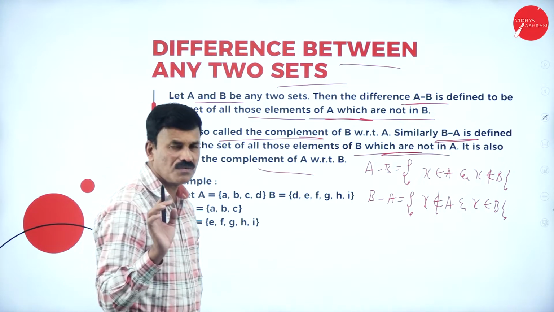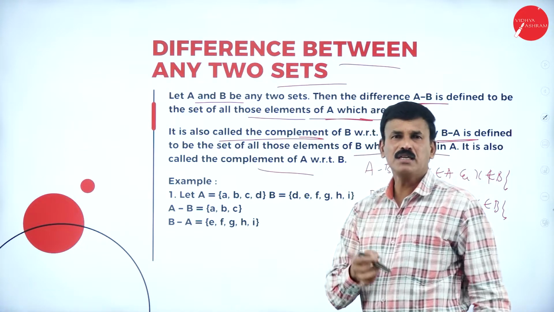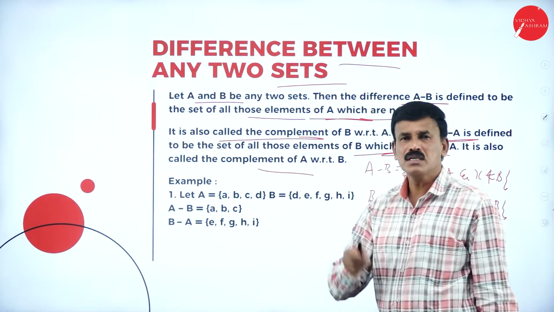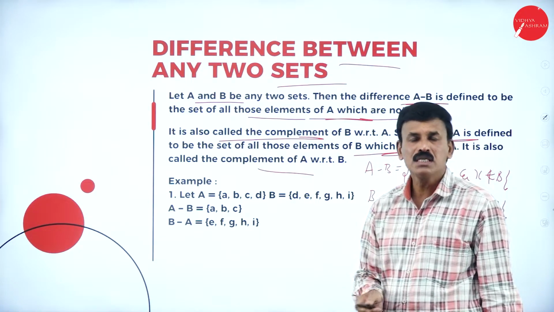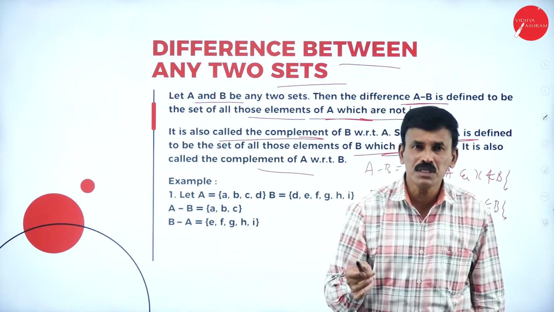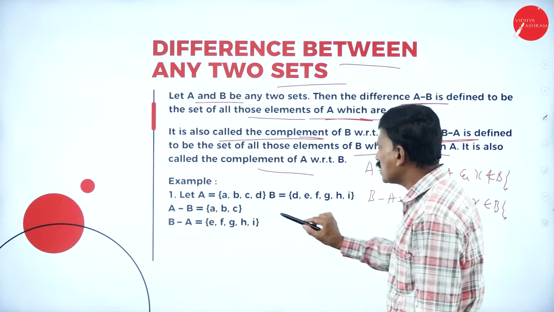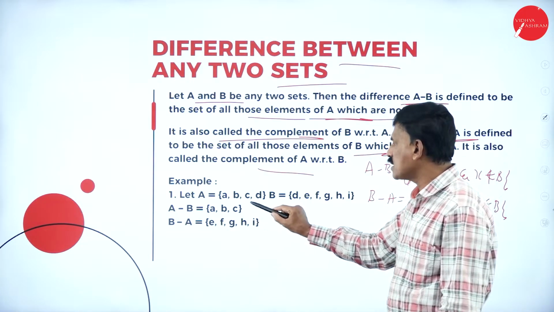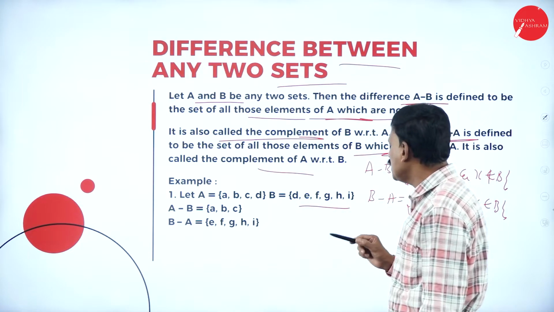Now let us take a very small example. Now you have an idea. A minus B is the set of all elements which are in A but not in B. Similarly, B minus A means the set of all elements which are in B but not in A. That is the difference. Let us take a small example. Let A equal A, B, C, D. B equal D, E, F, G.